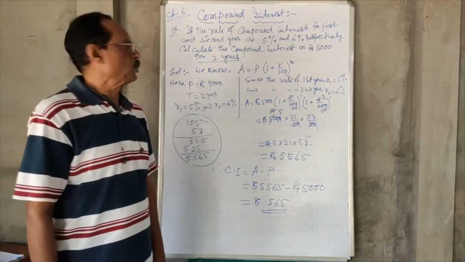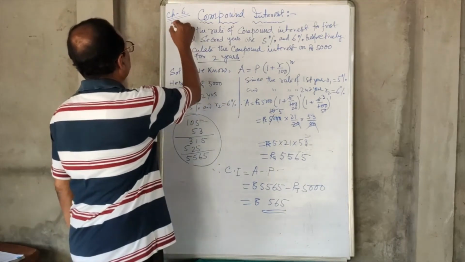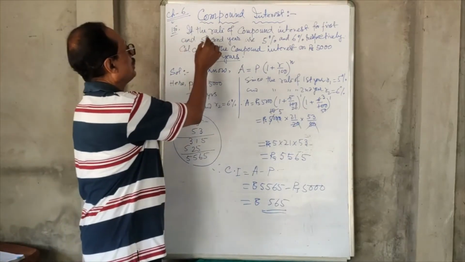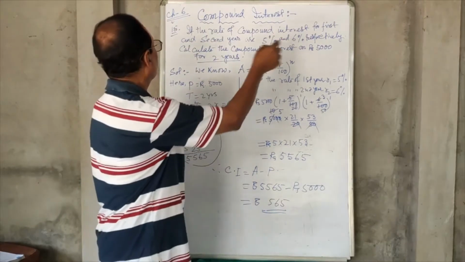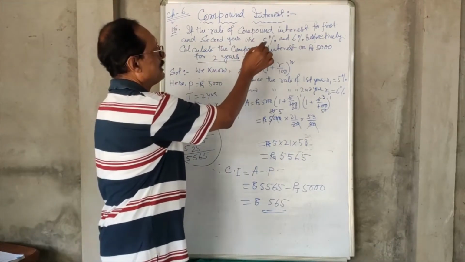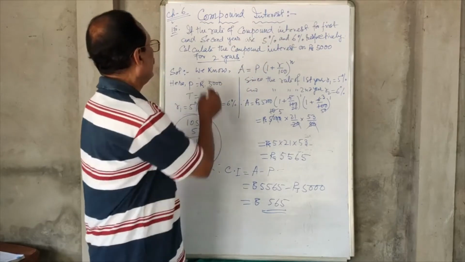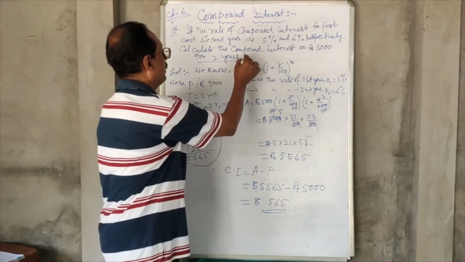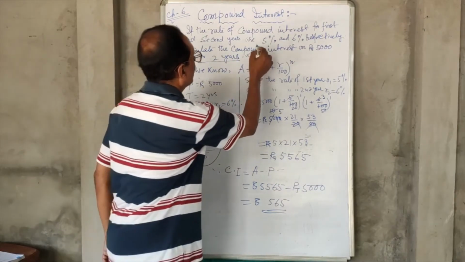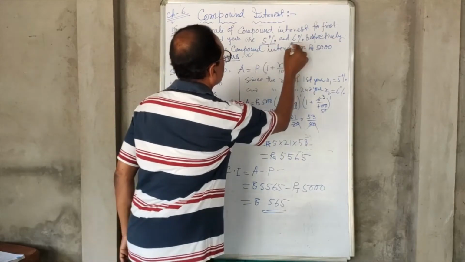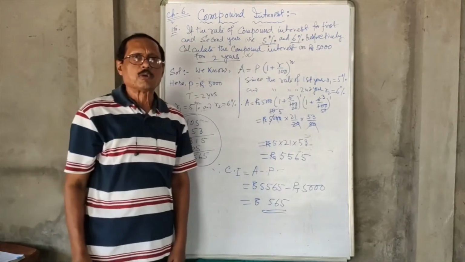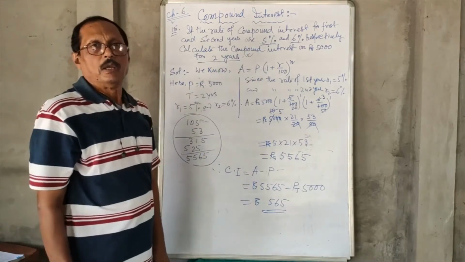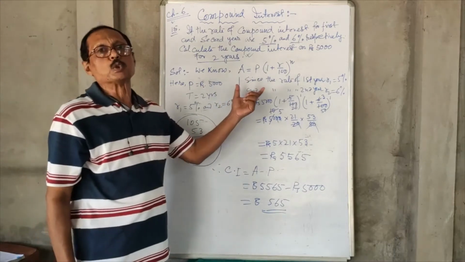So first of all, I have chosen problem number 15 from your book. The problem is: if the rates of compound interest for the first and second year are 5% and 6% respectively, calculate the compound interest on rupees 5,000 for 2 years. You have seen here is a problem. Up to now the interest rate was given as one, but here there are 2 different interest rates for 2 different years. So we have to calculate by the same formula, but a little bit of thinking is required to put it in.